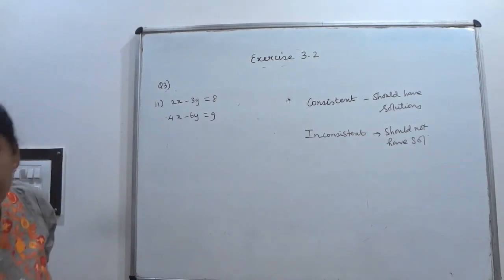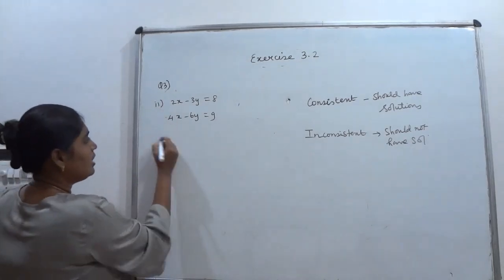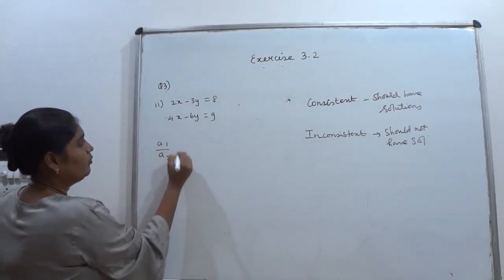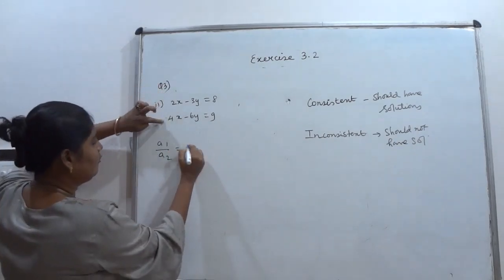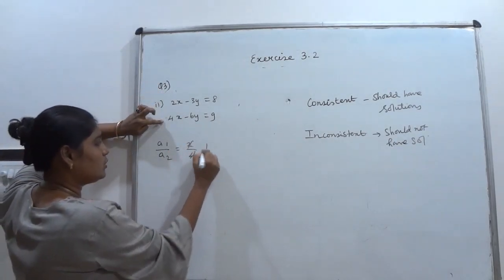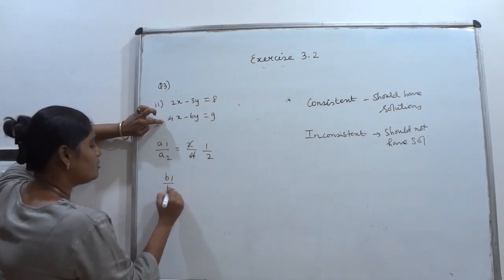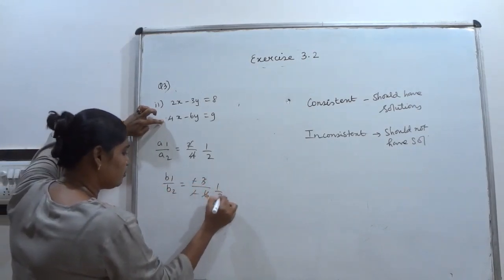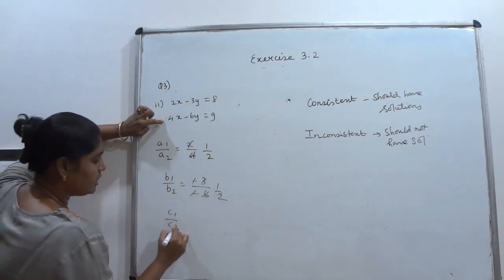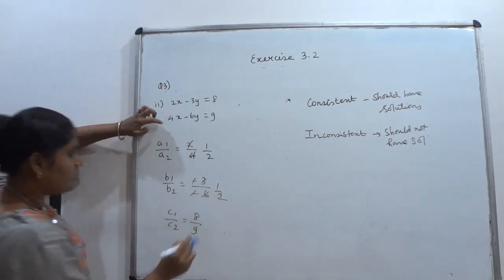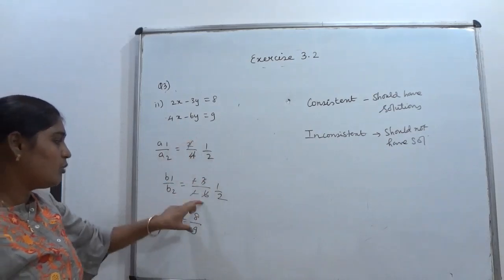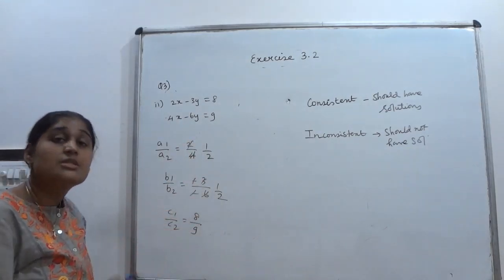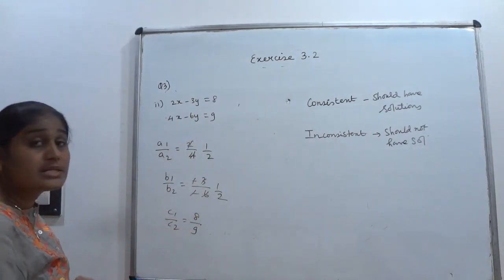Check here. Find out A1 upon A2. That is 2 by 4, that is 1 by 2. What is B1 upon B2? Minus 3 upon minus 6. That is 1 by 2. What is C1 upon C2? That is 8 upon 9. These two ratios are equal, but C1 upon C2 is not equal. Therefore, these are parallel lines.